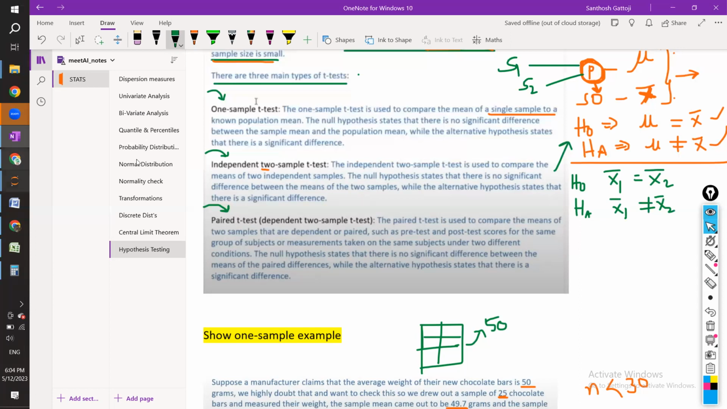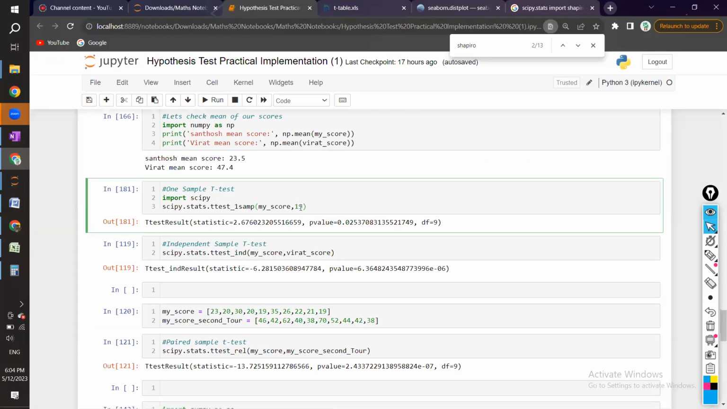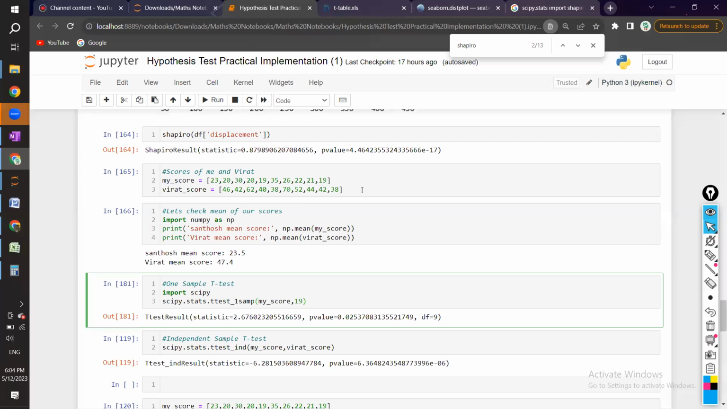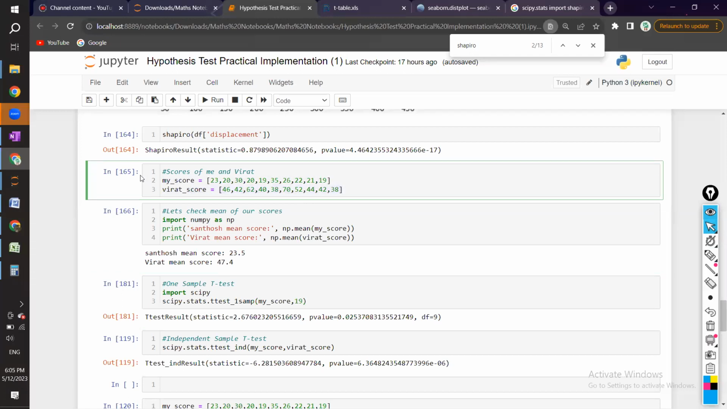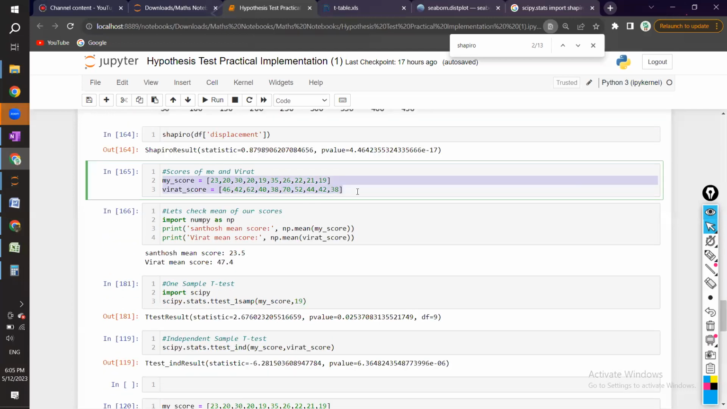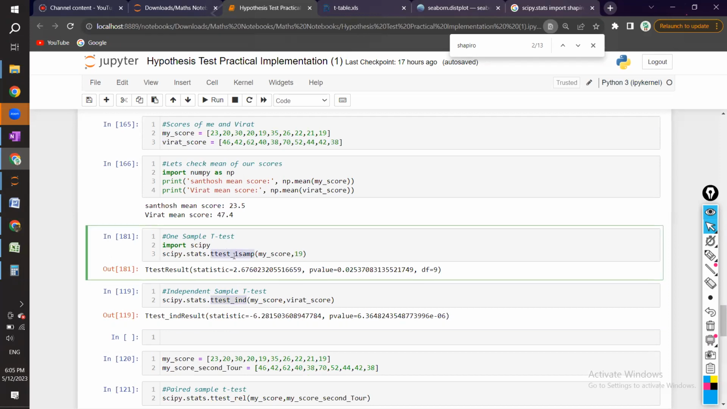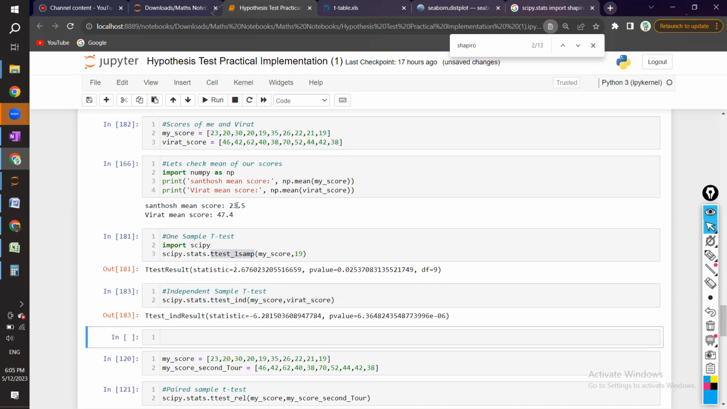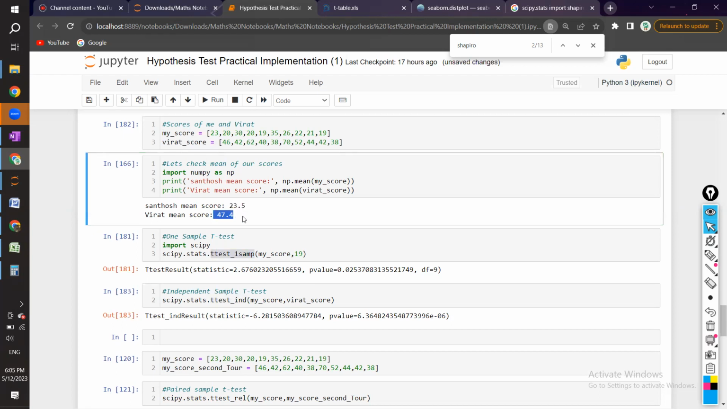For example over here, these are two different samples, my score and Virat score. If I pass to t-test independent, earlier it was t-test one sample, but now I use the t-test independent sample test with my score and Virat score. Now what is the mean of my score? 23.5 and his score is 47.4.